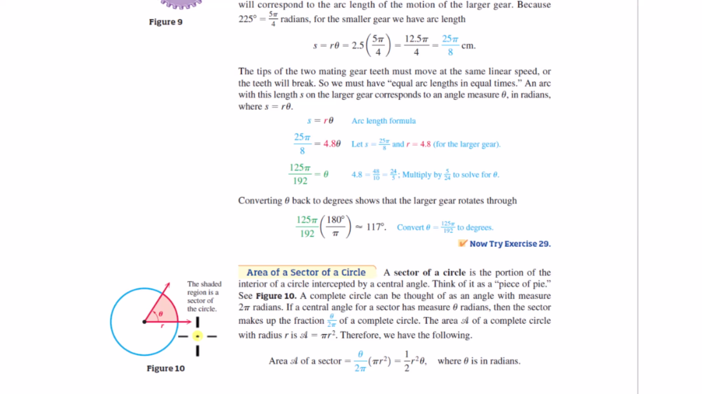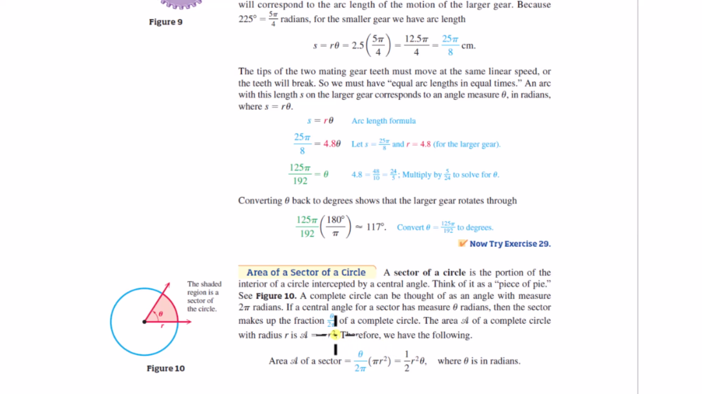All right, the sector of a circle is the portion of the interior of a circle intersected by a central angle. So like this is a sector. It's an area. Think of it as a piece of pie. A complete circle can be thought of as an angle measuring 2 pi radians. If a central angle for a sector measures theta radians, then the sector makes up the fraction theta divided by 2 pi of a complete circle.